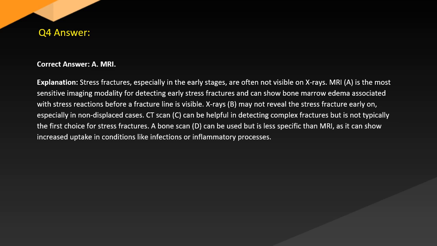X-rays (B) may not reveal the stress fracture early on, especially in non-displaced cases. A CT scan (C) can be helpful in detecting complex fractures, but is not typically the first choice for stress fractures. A bone scan (D) can be used, but is less specific than MRI, as it can show increased uptake in conditions like infections or inflammatory processes.